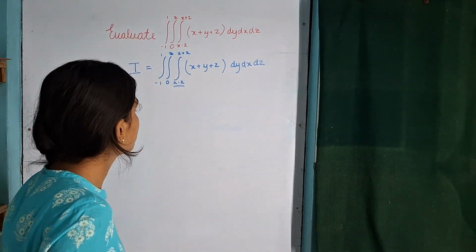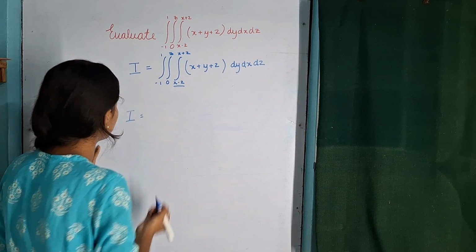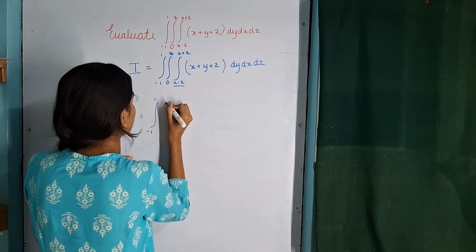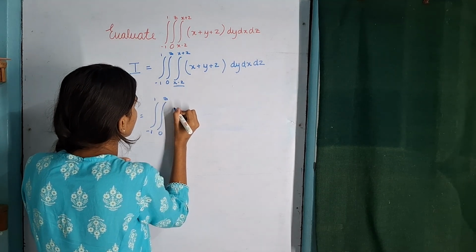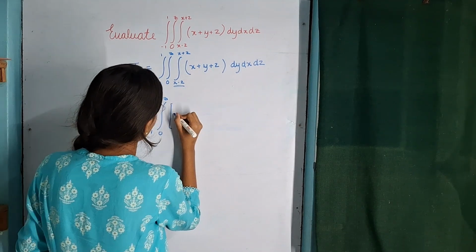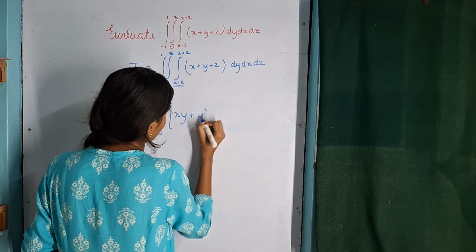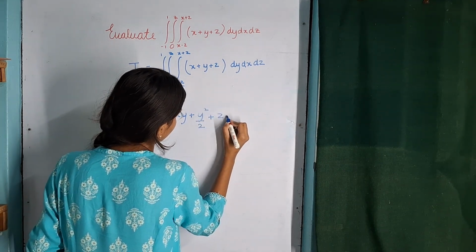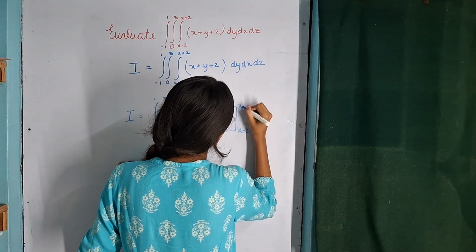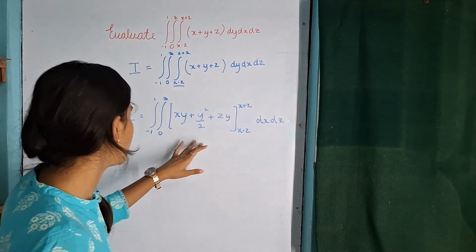So starting with integration of the y term, it depends on you whether you want to write I in every step or not. Now I'll put a bracket. First, integrating x with respect to y, if y is not there then we add the term y. Y becomes y square by 2 after integrating, and z becomes zy. The limits are x minus z and x plus z, dx dz. Let's apply the y term.